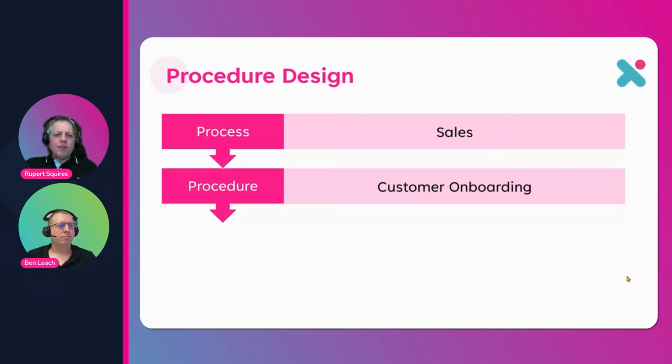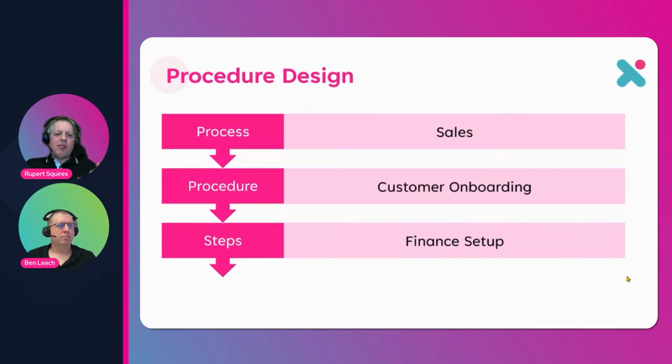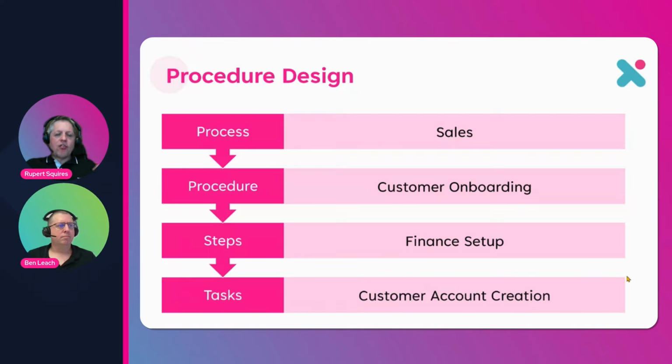Within that procedure, we're then going to have a number of steps. So steps are effectively a grouping of tasks. So on customer onboarding, we might have a finance setup step, and within that finance setup step, we'll have a number of tasks, including one, for example, creating the customer account in your finance system. There may be other tasks as part of that, for example, doing a credit check.